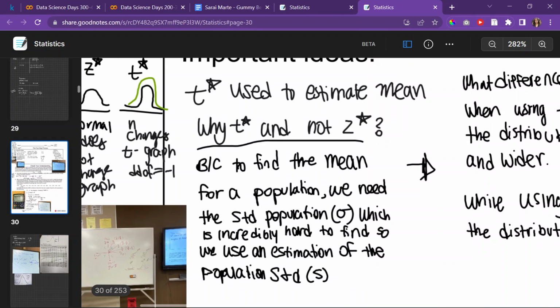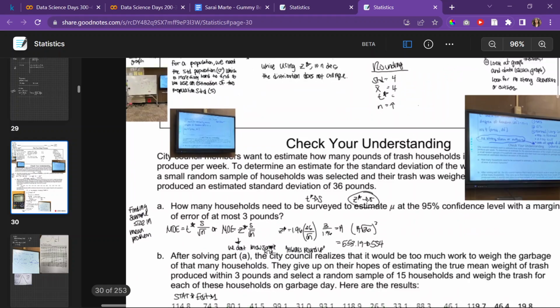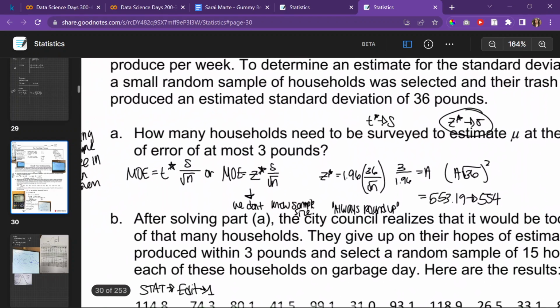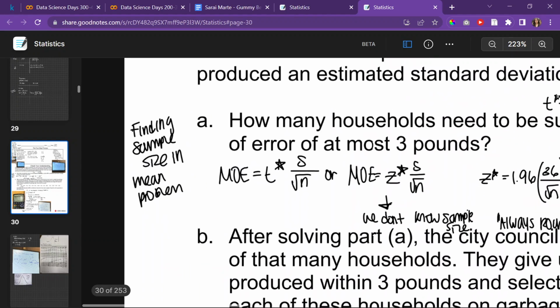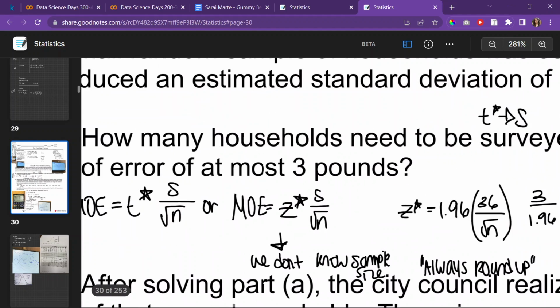Okay, but let's go back to this. T star is used to estimate the mean instead of Z star because to find the mean for a population, we need the standard deviation for the population, sigma, which is incredibly hard to find. So we use the estimation of the population standard deviation, which is what T star has, because Z star doesn't have it. I was going to look at the equations, and they're right here. See, this is why we write notes and we save them.